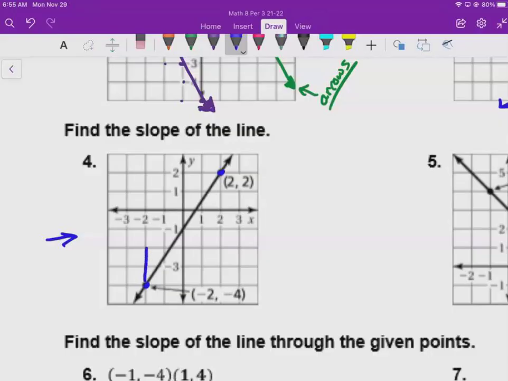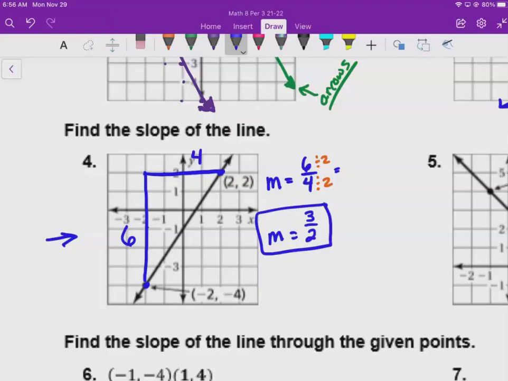So I'm just going to go up, and then I'm going to go over. So I'm going to count 1, 2, 3, 4, 5, 6, and 1, 2, 3, 4. So my slope is 6 over 4. Then I know I can reduce that because they're both divisible by 2. So I get my slope is 3/2.